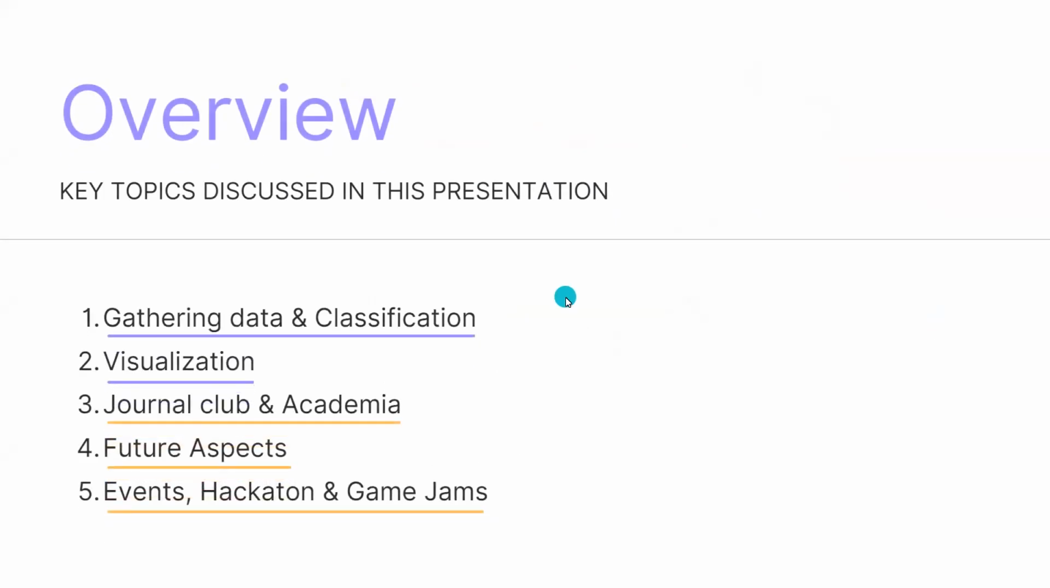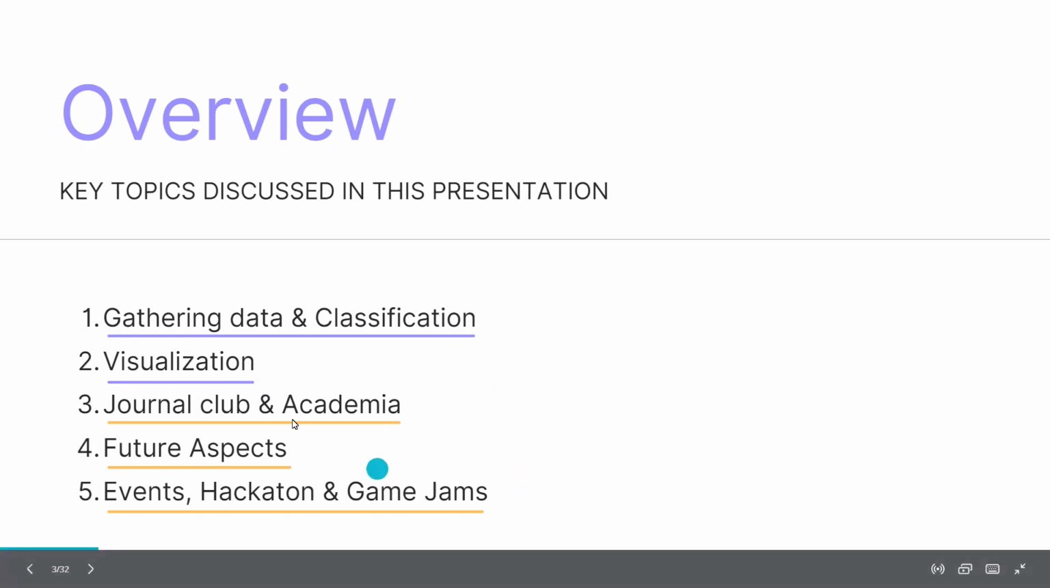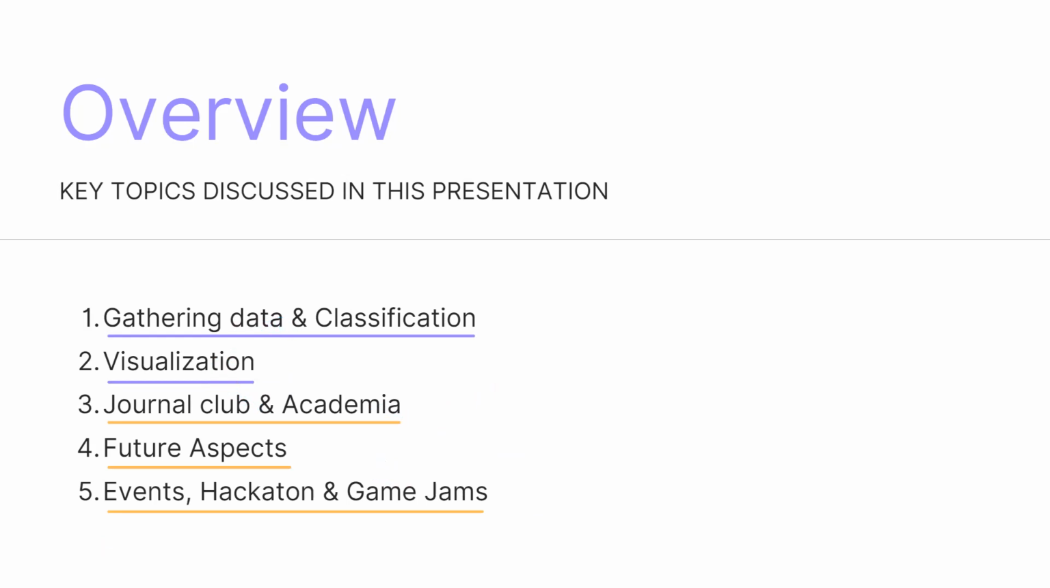So the overview of the presentation is divided into parts. The first one was the part that we did on our internship, that was the present part of the project, and then the future part that we are planning to do. So the data gathering, classification and visualization part is the present part, and then the journal club and academia sessions, future aspects, and some events like hackathons and game jams.